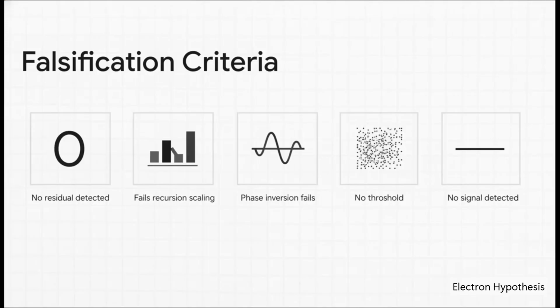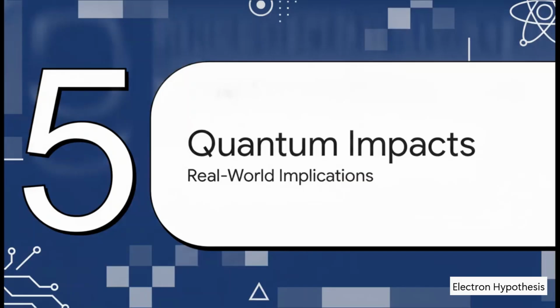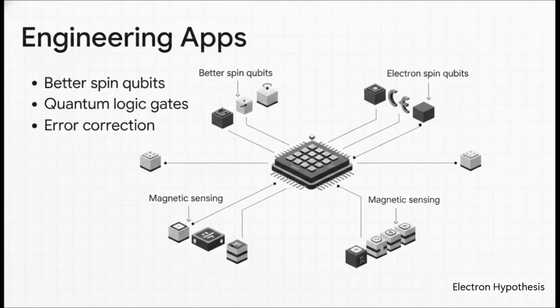So Brown has laid down a highly specific gauntlet here. If his hypothesis survives these tests, we are looking at a massive scientific breakthrough. Which leads us perfectly to Part 5, Quantum Impacts, Real-World Implications. So what's the big so what here? Well, if Kevin L. Brown's model is validated, the real-world implications are huge, especially in the engineering and application layer.